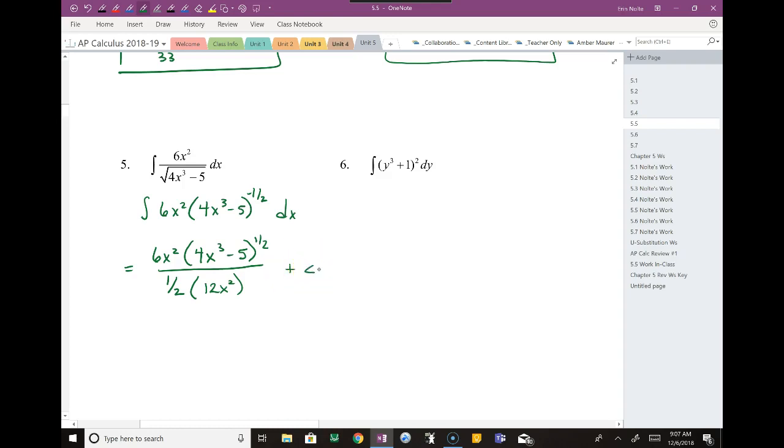Do you see how that kind of worked out for me? Do you see how I have a 1/2 times 12x squared? What's 1/2 of 12x squared? 6x squared. So those cancel out just perfectly, right? So boom and boom, that cancels all of it. Yeah, you're right, they're not all going to be that way. Everybody good on that one?